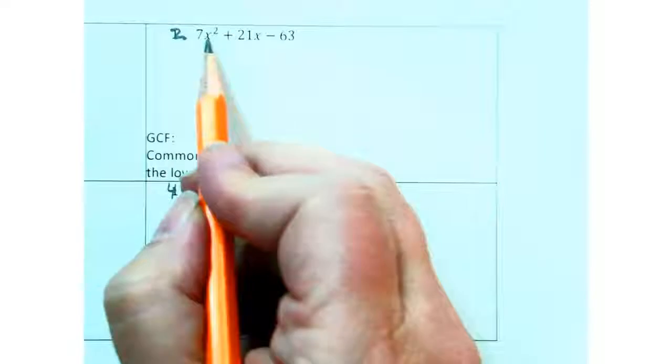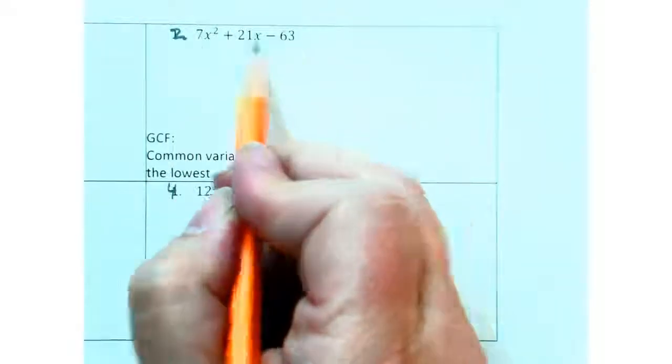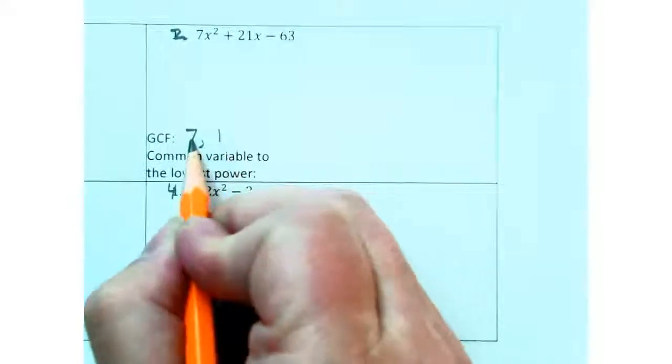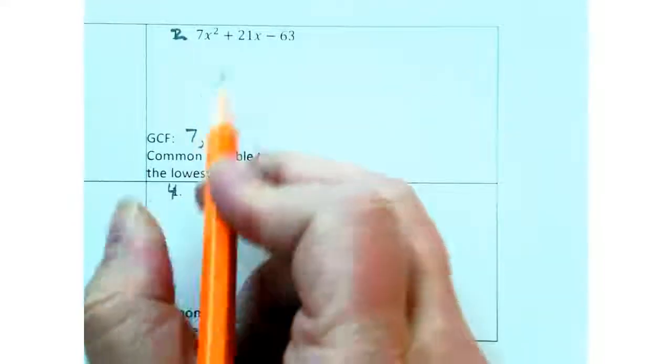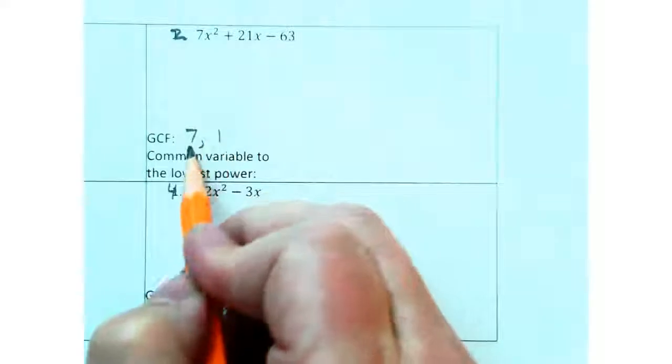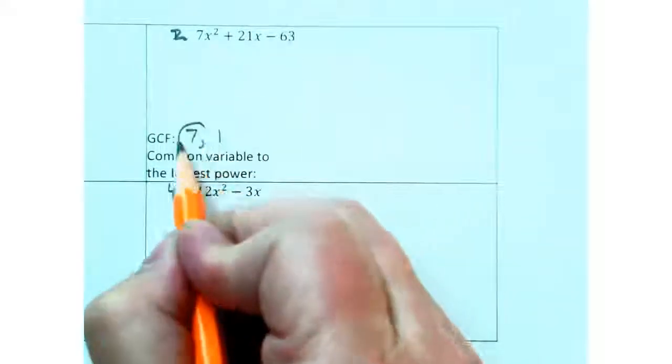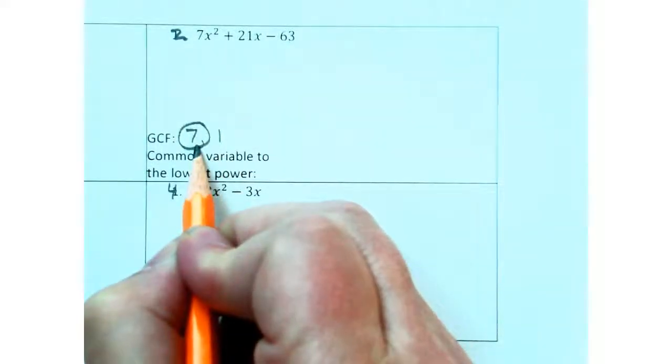Now that you've tried it, check your work. Look for the smallest number. The smallest number is 7. Its factors are 7 and 1. 7 is a factor of 21, and 7 is a factor of 63. So 7 is the greatest common factor.